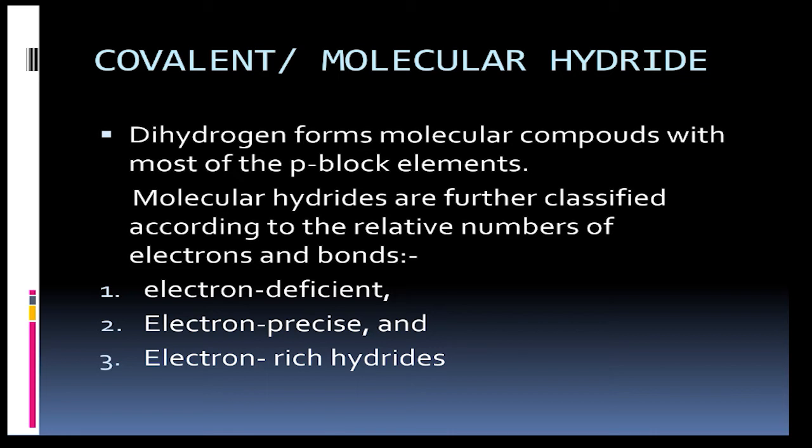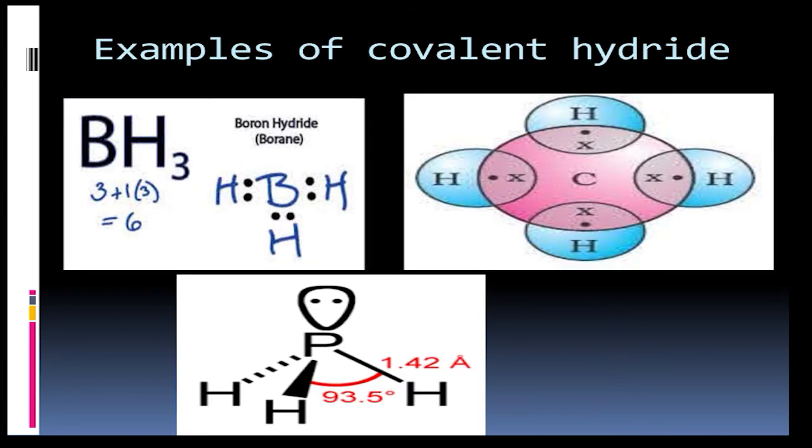Molecular hydrides are further classified according to the relative numbers of electrons and bonds. First one is electron deficient covalent hydride. Second one, electron precise covalent or molecular hydride. And third one is electron rich covalent or molecular hydride. Now look at the examples of covalent hydrides. So first, I told you students, electron deficient hydride.